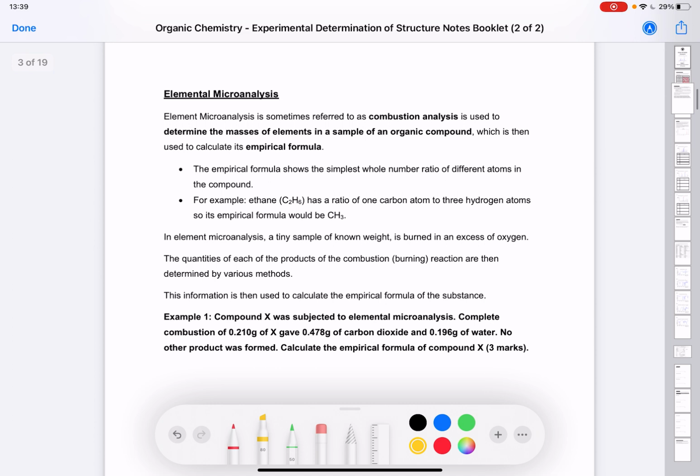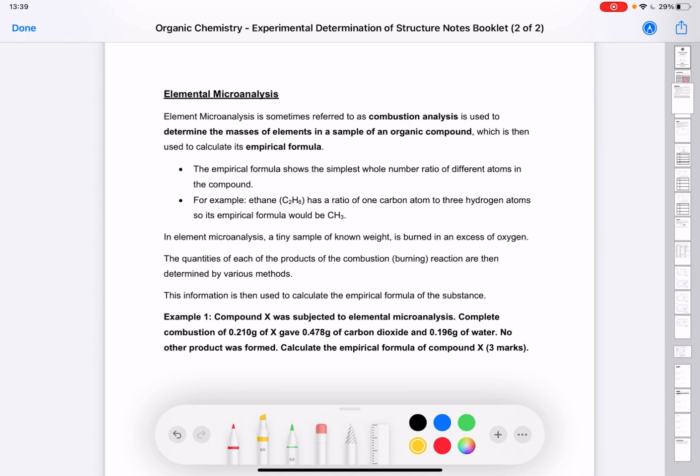Right, so we're going to start by looking at elemental microanalysis. So elemental microanalysis is sometimes referred to as combustion analysis, and it's used to determine the masses of elements in a sample of an organic compound, which is then used to calculate its empirical formula. So to remind you, the empirical formula shows the simplest whole number ratio of different atoms in the compound. For example, ethane, which is C2H6, has a ratio of 1 carbon atom to 3 hydrogen atoms. So its empirical formula would be CH3.